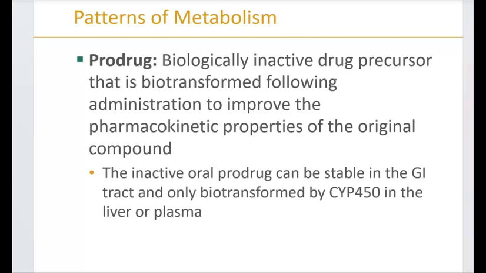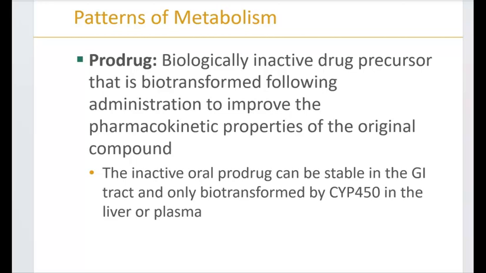All right, patterns of metabolism. It's important to remember that metabolism can change the pharmacological activity of the drug. We consider that drugs are pharmacologically active and that metabolism decreases the activity and promotes excretion. Figure 2-11 in your book is a nice description of this. We expect to see inactive metabolites that have short half-lives and are rapidly excreted. However, that's not always the case.